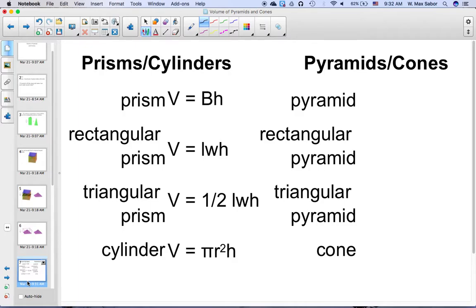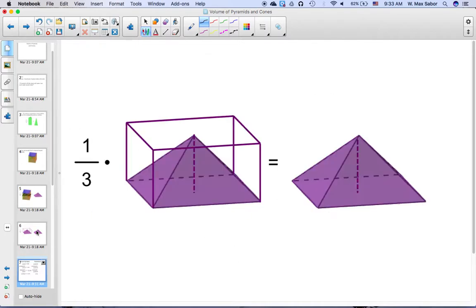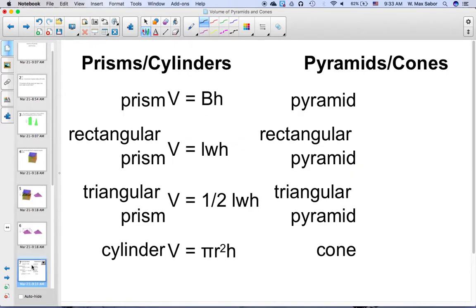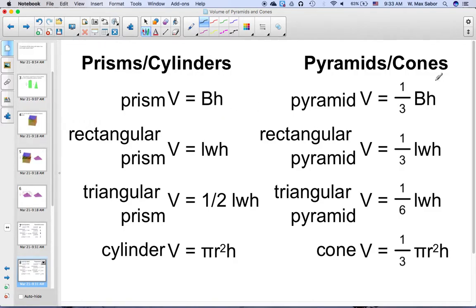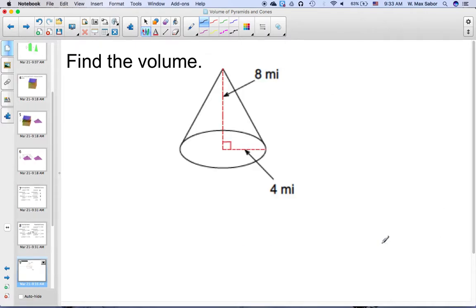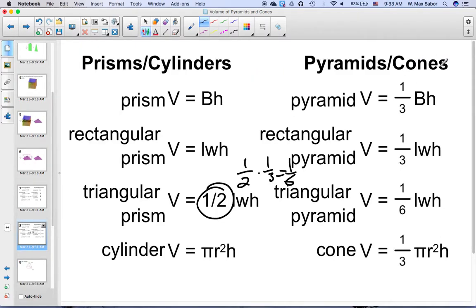So here were all of our prism and cylinder formulas: base times height, length times width times height, 1/2 length times width times height, pi r squared times height. Because of this rule, we can take each of these and multiply by 1/3. So you'll see a third, a third, a third, and a third appearing right next to whatever the formula was. So 1/3, 1/3, 1/6. Why is that 1/6? Well, 1/2 times 1/3 is 1/6, and then this is 1/3. Make sure that you have these formulas.